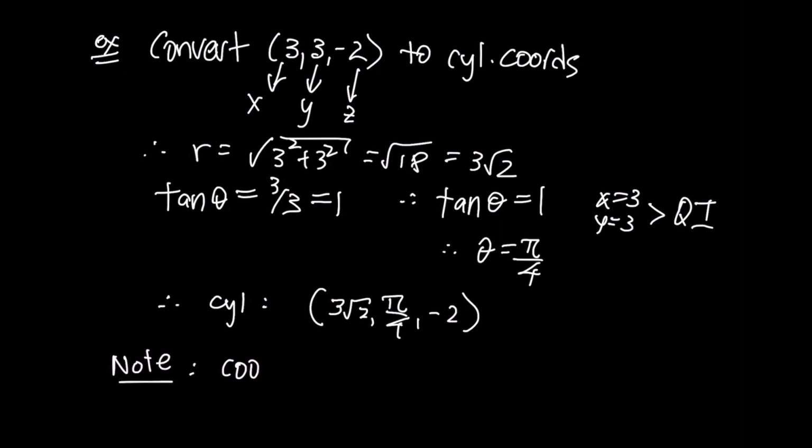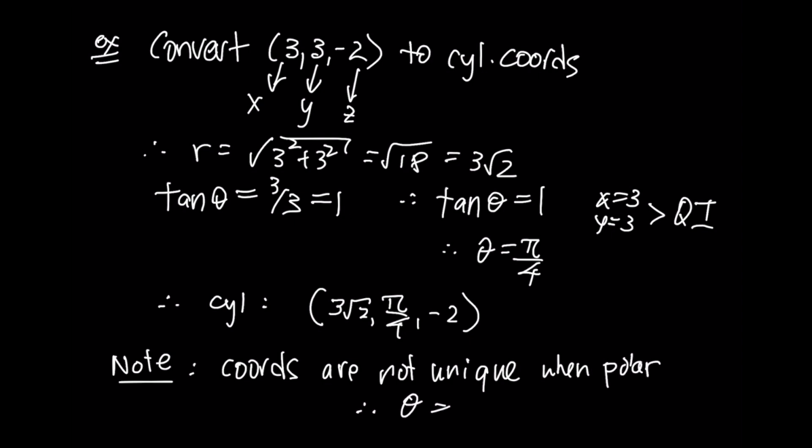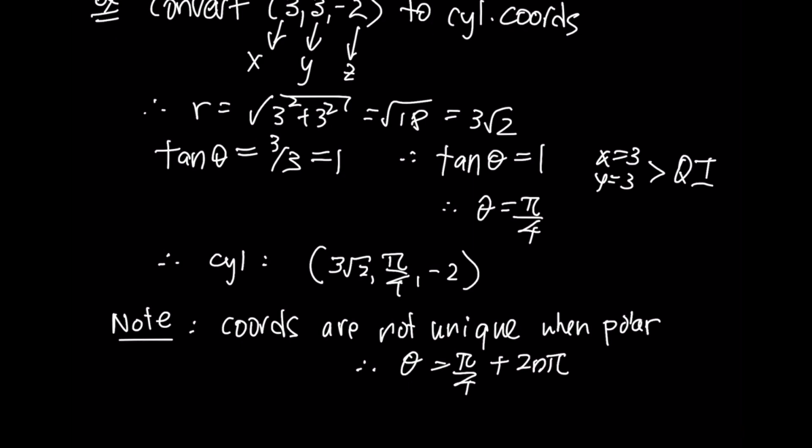Now, you always have to remember the coordinates given here are not unique when using something based on polar. The angle pi over 4 will satisfy the equation, but so will any 2n pi multiple of this. So for example, we could have the tangent of 9 pi over 4 also producing 1. So another acceptable set of coordinates would have been the following.